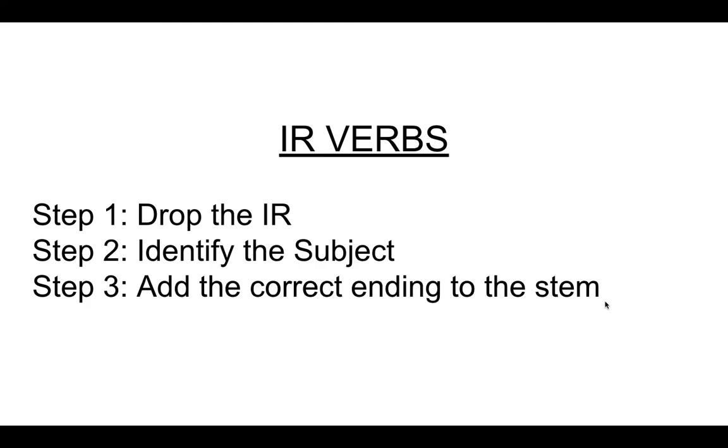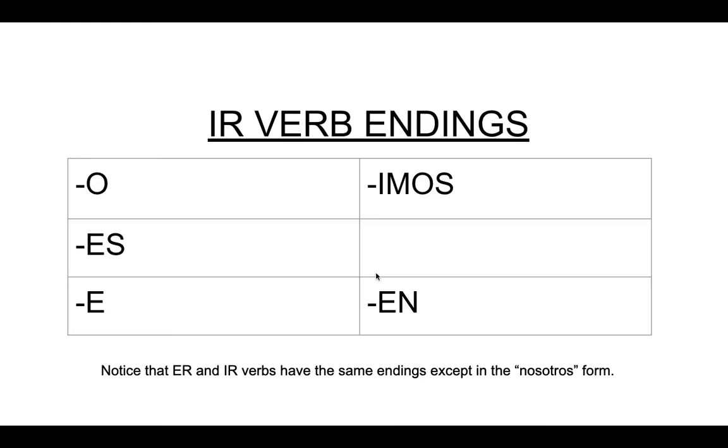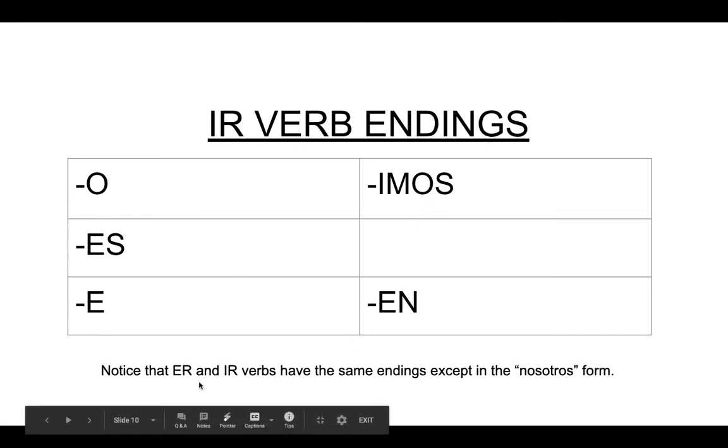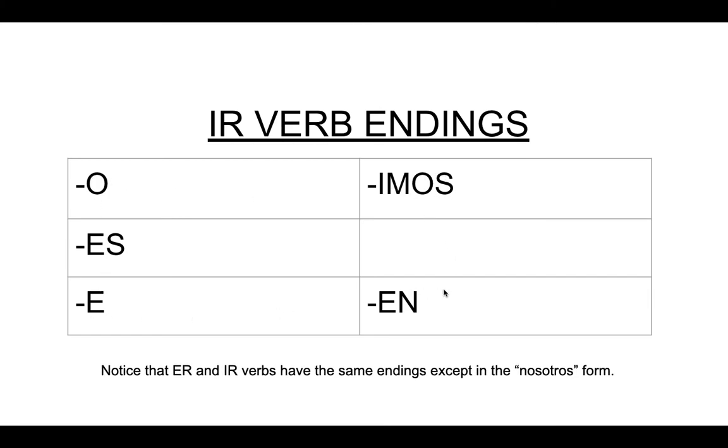All right, let's finish up with IR verbs. You would drop the IR. Again, identify the subject, and finally add the correct ending. All right, so IR verb endings would be O, es, e, imos, en. Notice that ER and IR verbs have the same endings except in the nosotros form. Okay, so these would be the same here if this were an ER verb. But instead of EMOS, we have IMOS for IR verbs.